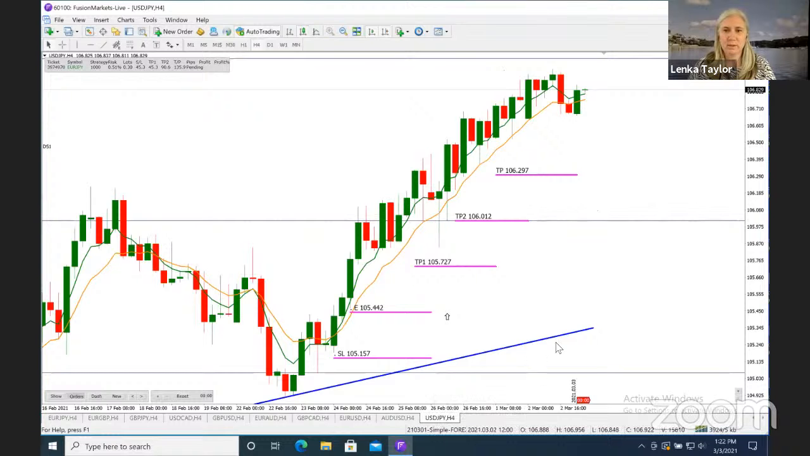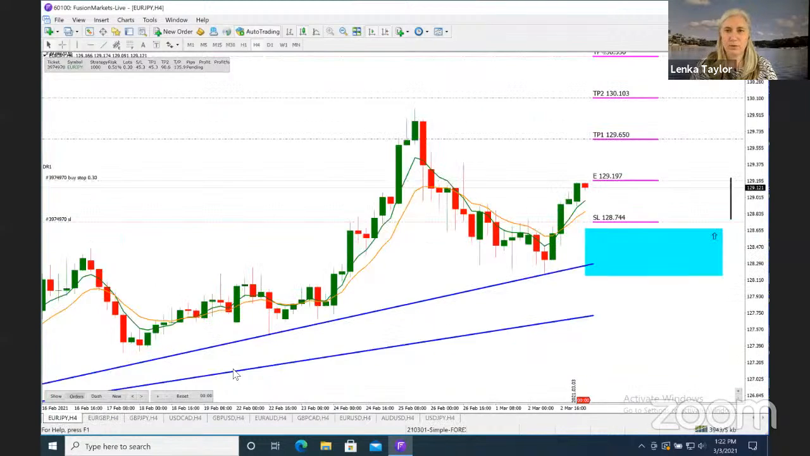And USD JPY, that one I'm leaving at the moment. That was a trade that I took on the show last week. I would be looking for the price action to come back to this support level again, to the trend line, before re-entering that trade. So that is all the currency pairs I'm going to go through today.